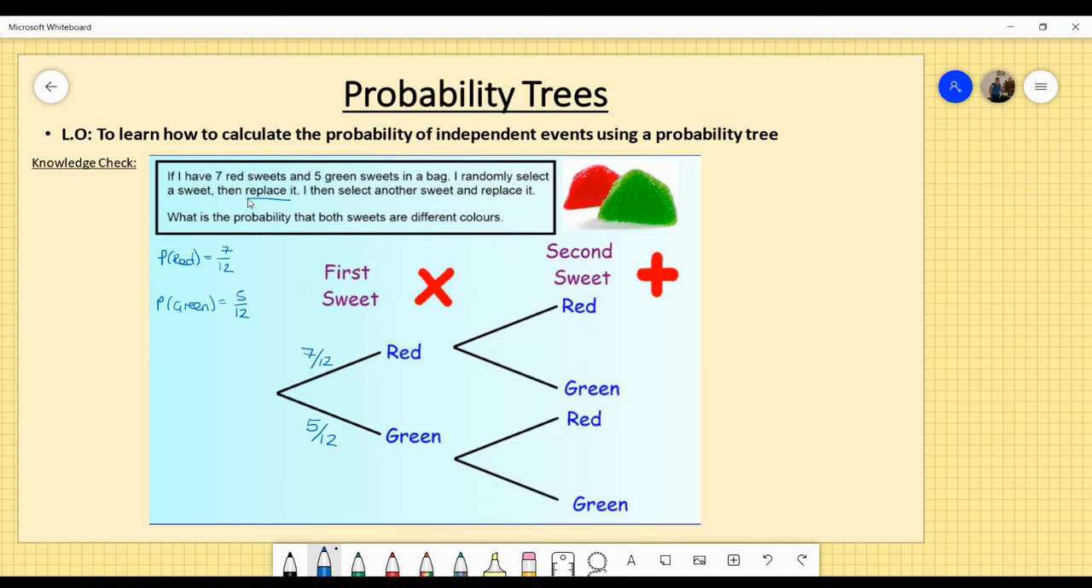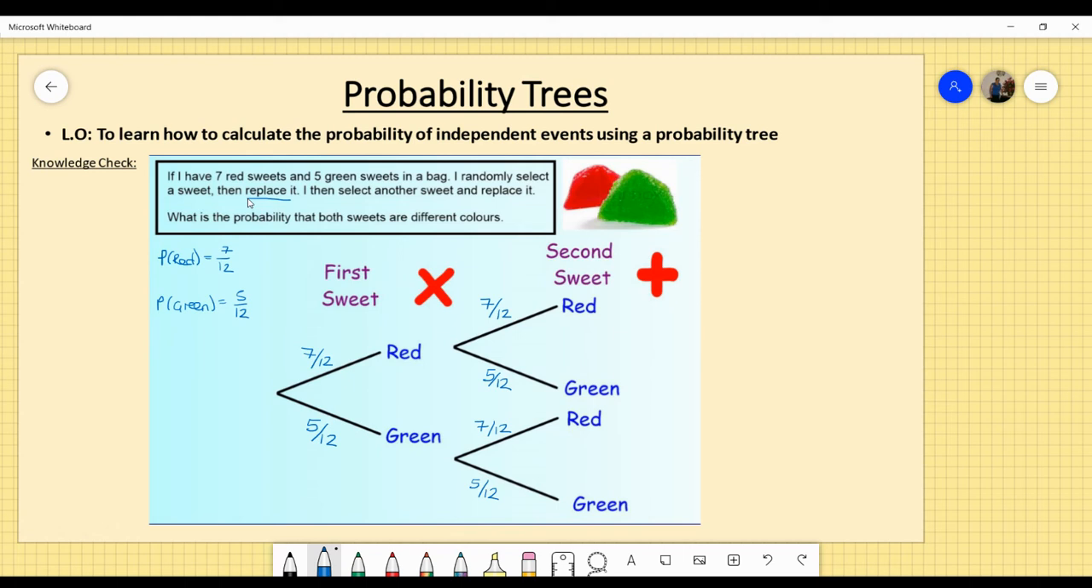Now this first set of branches is talking about the first sweet that I'm going to pick out of the bag. Then I put it back in. So I've still got the 12 sweets in the bag, and then I'm going to pick out a second sweet. If I picked out a red one first, the probability of picking out a red one again is still 7 out of 12. And if I pick out a red one first, the probability of getting a green is still 5/12. Or we can go back to the start. If I pick out a green first, then the probability of getting a red would still be 7 out of 12. Or if I picked a green first, the probability of picking a green again is 5/12.